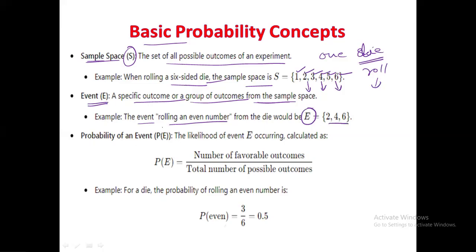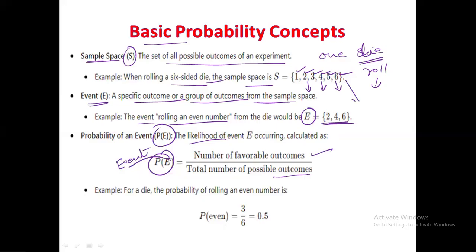What is the probability of the event? We have to find out the probability of the event. The likelihood of event E occurring is calculated as probability of E. Here E represents the event. What is the problem we have taken? Rolling a die and getting an even number, 2, 4, 6. So it is the number of favorable outcomes divided by the total number of all possible outcomes.